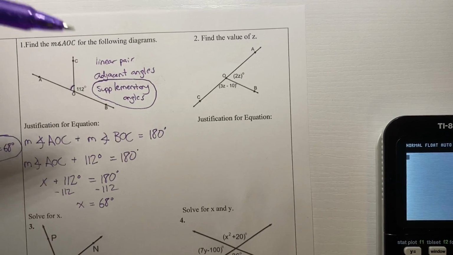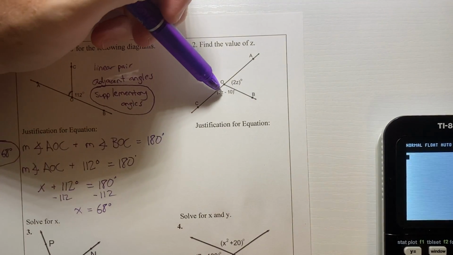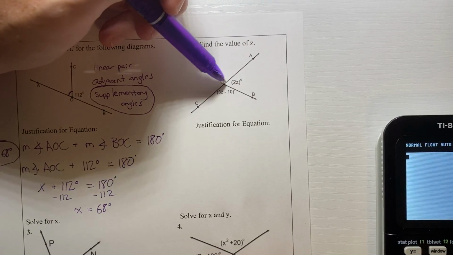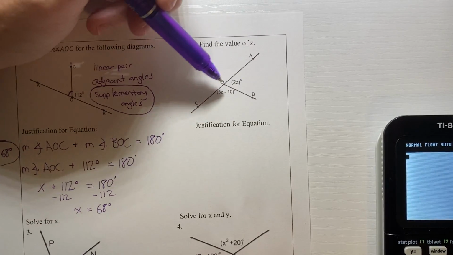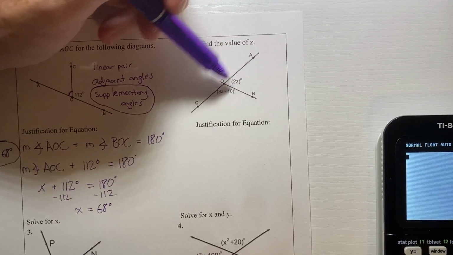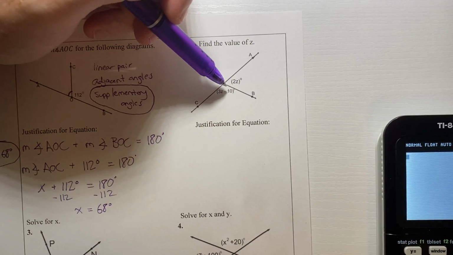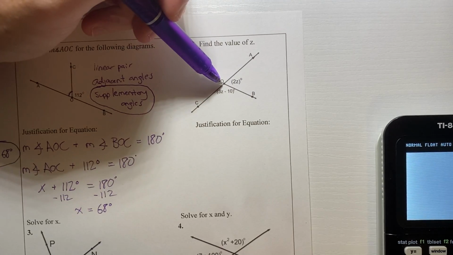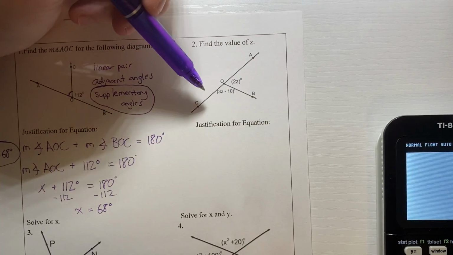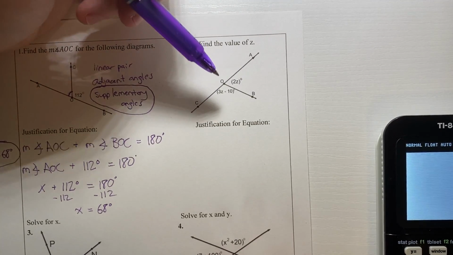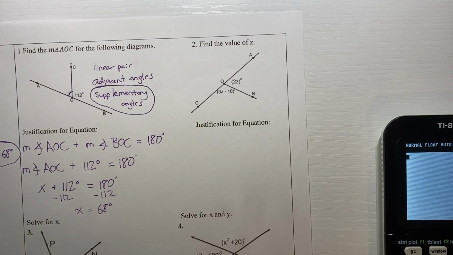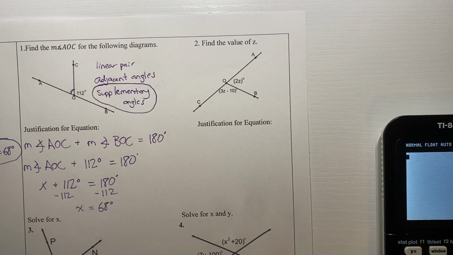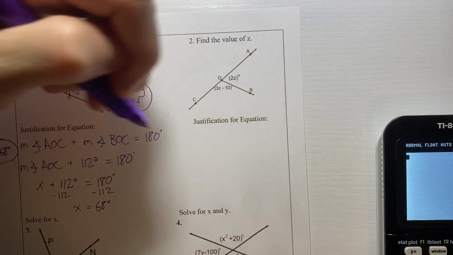We have a lot of the exact same vocab terms here. These two angles, measure of angle AOB and COB, they are a linear pair. They are both on the same line. They are also adjacent angles because they share the same ray, they share the ray OB. And then they are also supplementary angles because they, once again, make up a line. So they make up 180 degrees. All right, so very similar.